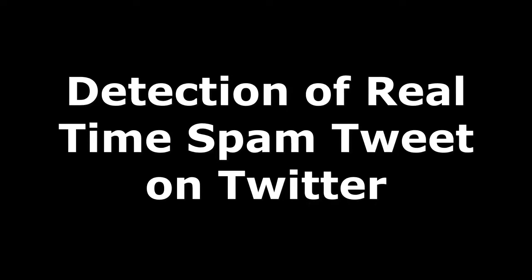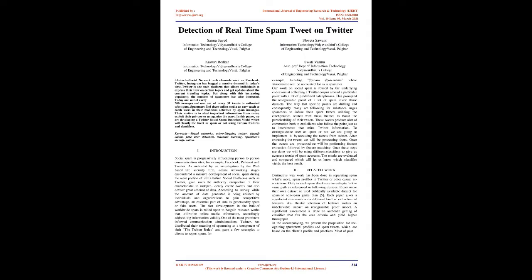Detection of real-time spam tweet on Twitter. Abstract: Social network web channels such as Facebook, Twitter, Instagram have bagged a massive demand in today's time. Twitter is one such platform that allows individuals to express their view on certain topics and get updates about the current trending topics.